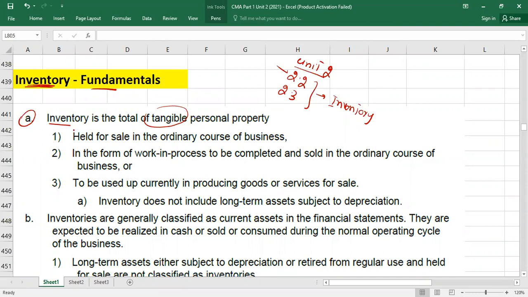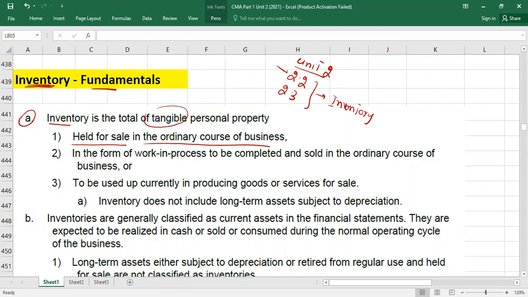And this inventory, whatever you are keeping with you, we hold for sale in the ordinary course of business. Held for sale means it is available for sale. You are keeping this inventory for the purpose of sale. In the ordinary course of business means this is your routine business. For example, if you are selling furniture or related items, and you are holding them with the intention to resell, they will become your inventory. I'm using the words held for sale, not held for use.